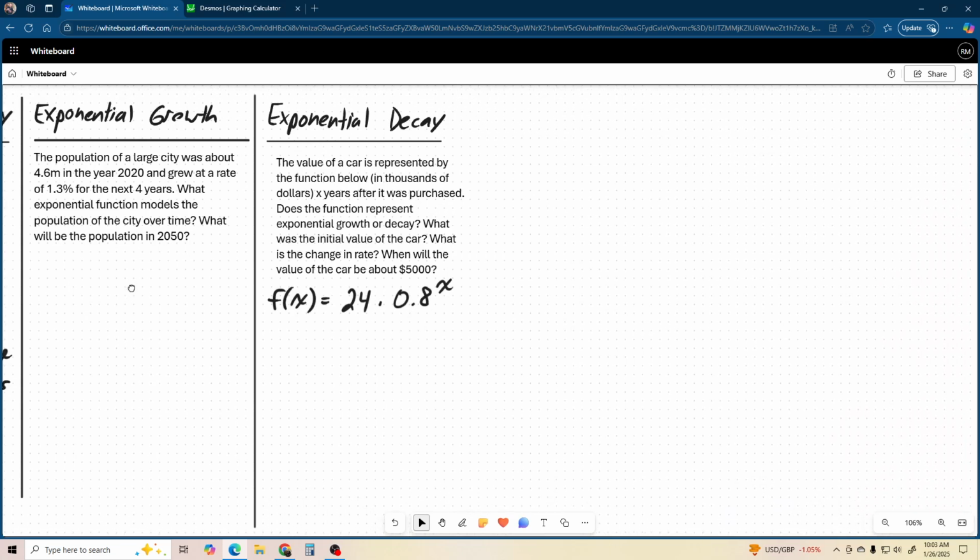All right, so exponential growth. The population of a large city was about 4.6 million in the year 2020 and grew at a rate of 1.3% for the next 4 years.